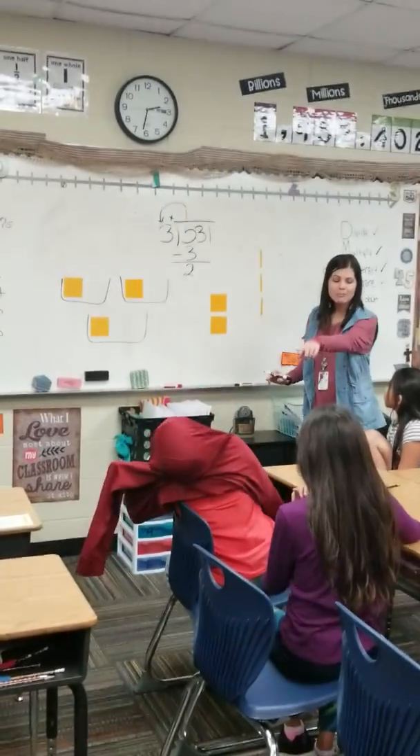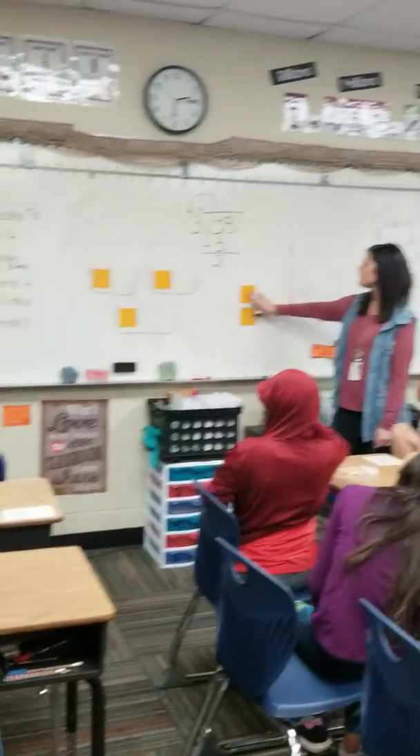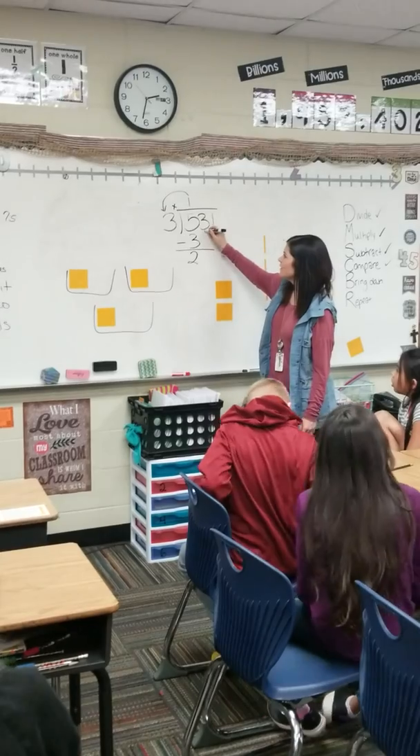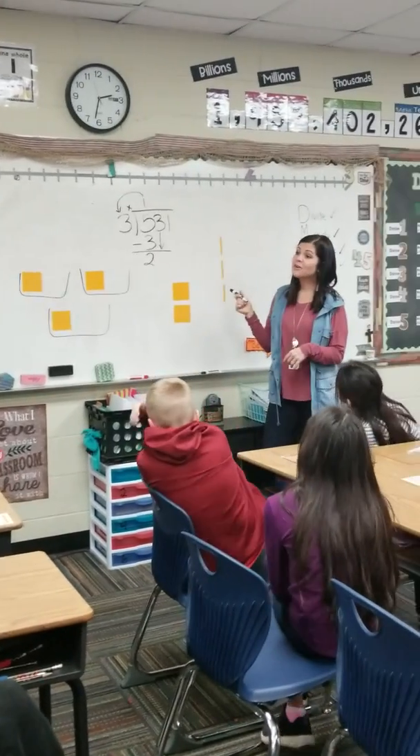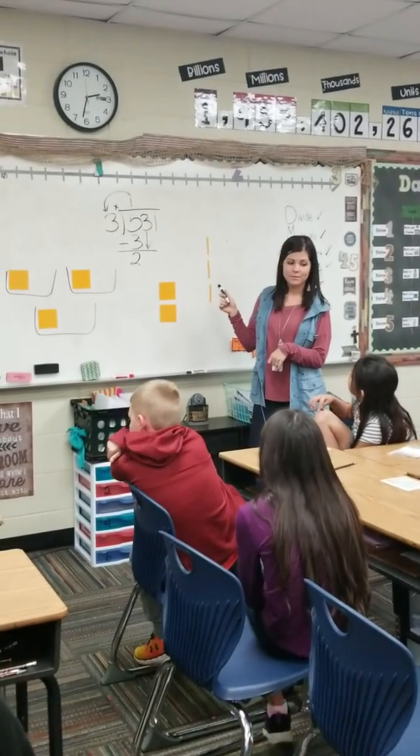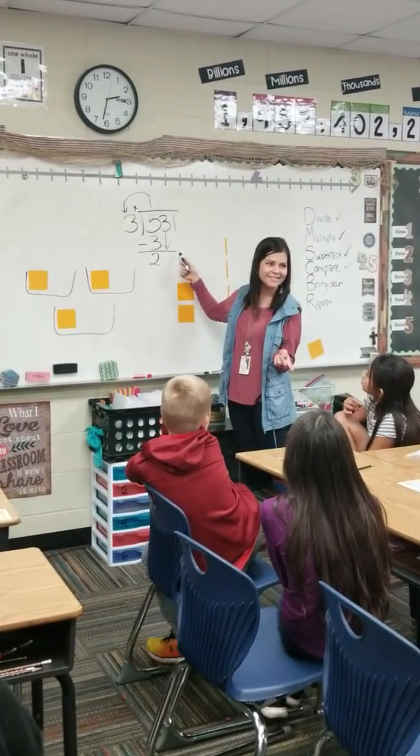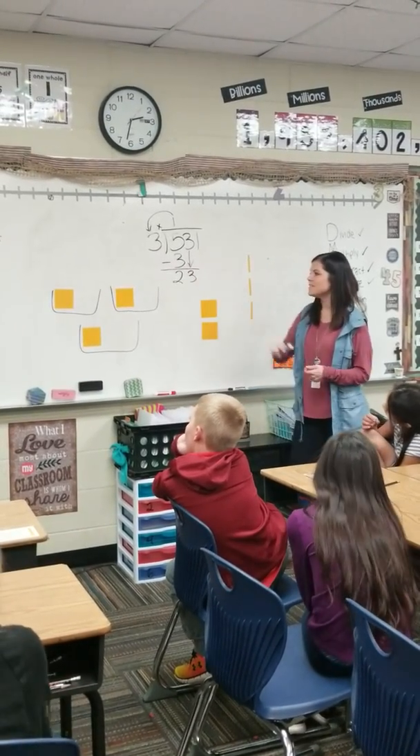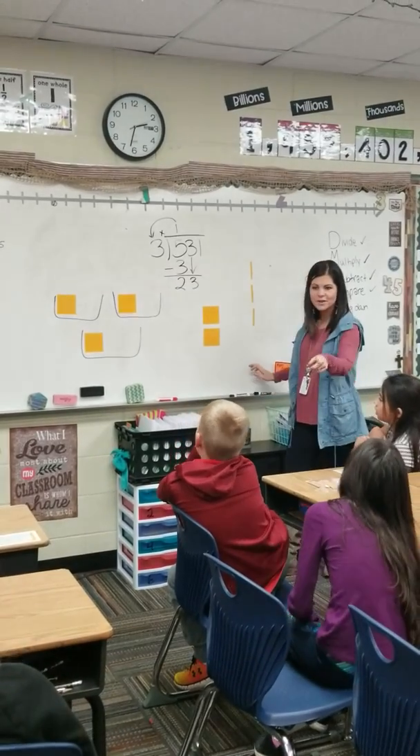Now, here's where my exchangers are coming into play. Okay? Now I'm moving from my hundreds. What can I create out of my hundreds? What am I bringing down? The 3. That 3, but where is it in the place value? It's in the tens place. All right, so I'm bringing down my 3 tens. So now how many tens do I have? 23.